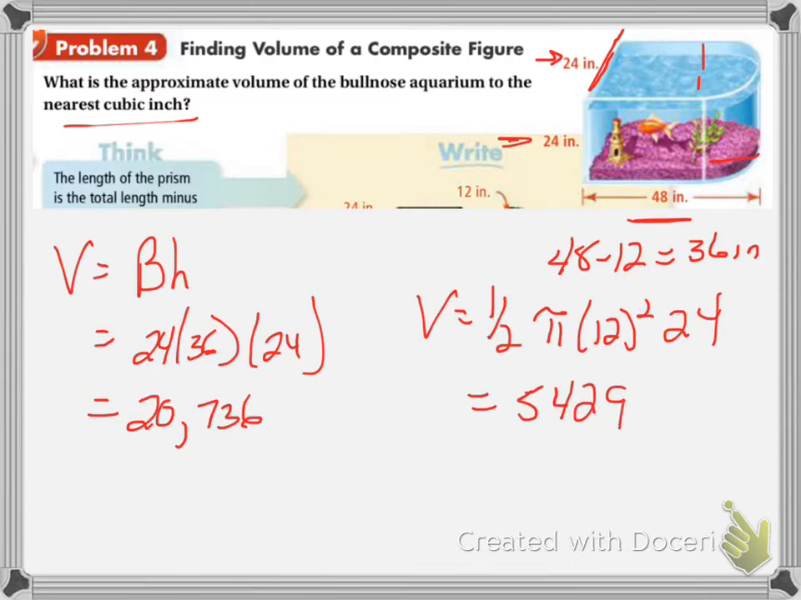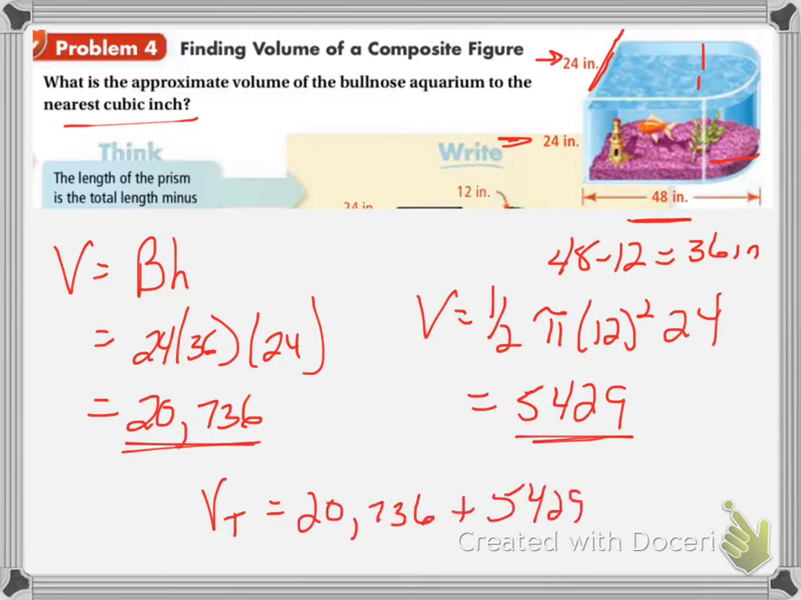To find the total volume, I'm just going to take this number, add it to this number. So total volume is going to be 20,736 plus 5,429, which is going to equal 26,165 inches cubed.